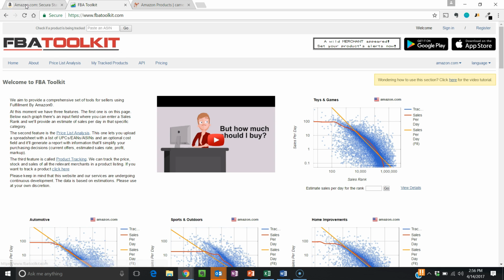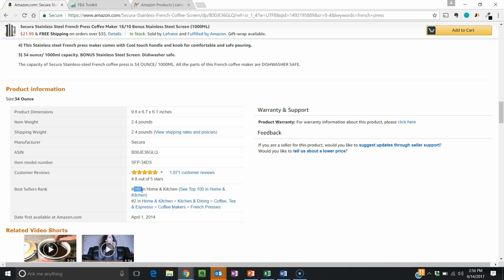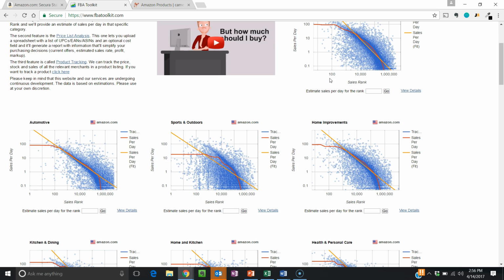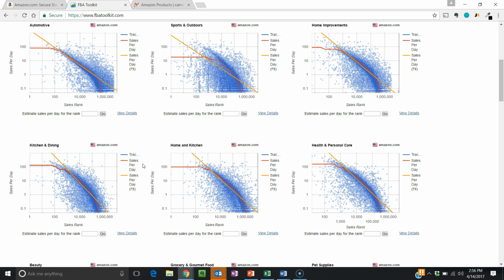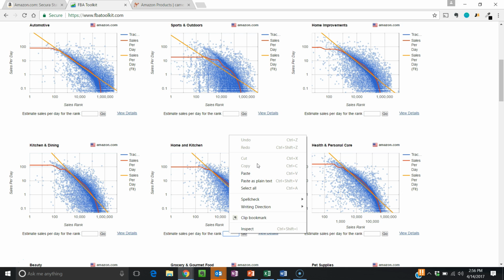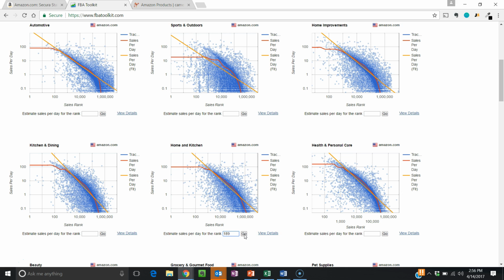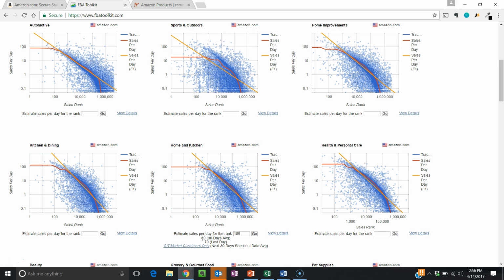Also, when you're looking at different products and their various bestseller rankings, again, make sure to always look at it for the parent category, not the subcategories. So this is, again, home and kitchen. They've got all these different categories that they're tracking, so you could see what something sells in that particular category. So let's say for a bestseller ranking of 189 in home and kitchen, it's telling us that it sells 89 units on average the last 30 days and 70 yesterday.